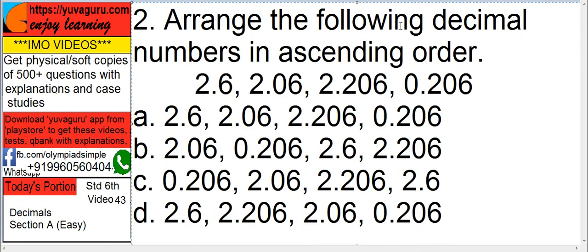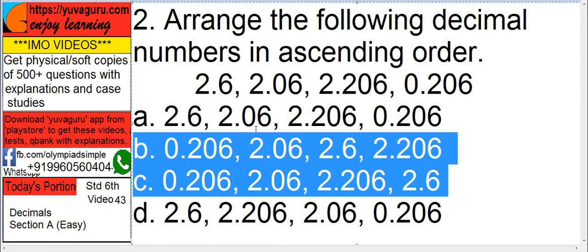Arrange the following decimal numbers in ascending order. Ascending means lowest to highest. First check before the point which number is lowest. 0. So this number will be the first number. So which option has this number? C. Any other option has the same number? No. So C is the answer. Don't look at anything else now, because that will be the correct answer.